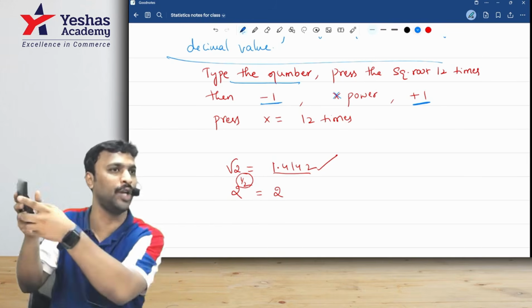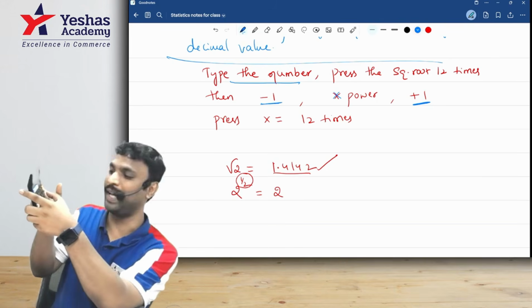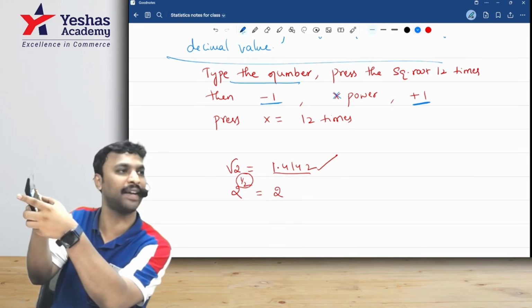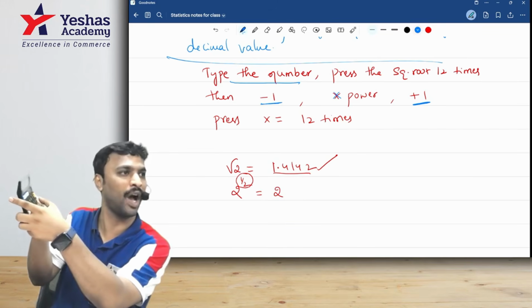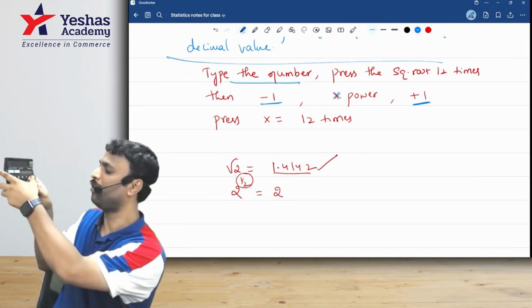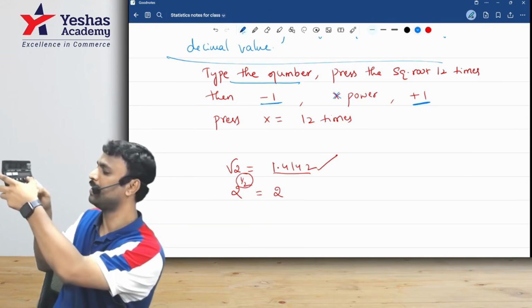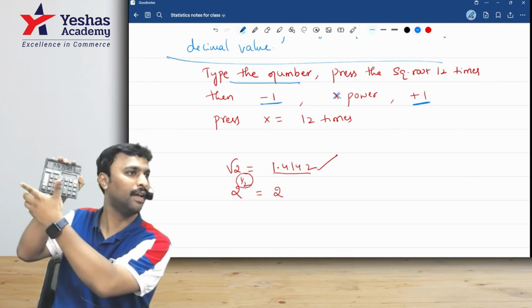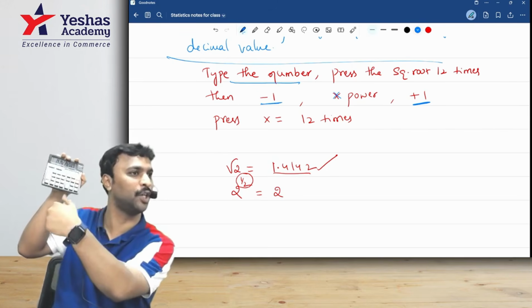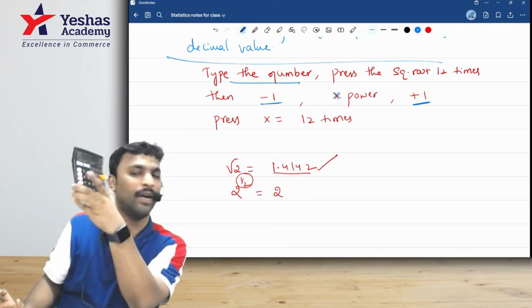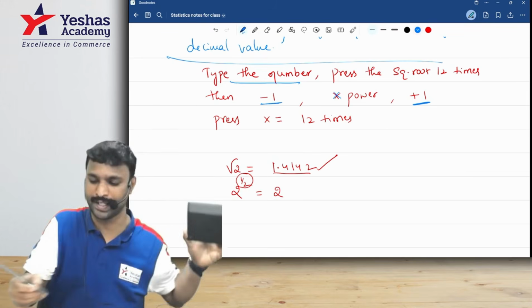Now you have to press that into button equal to 12 times. I would expect you to keep the left thumb on the into button and the right thumb on the equal to button. So 1, 2, 3, 4, 5, 6, 7, 8, 9, 10, 11, 12. You have to count when you press equal to, not when you press the into button. How much is it showing? 1.4142. Same answer.